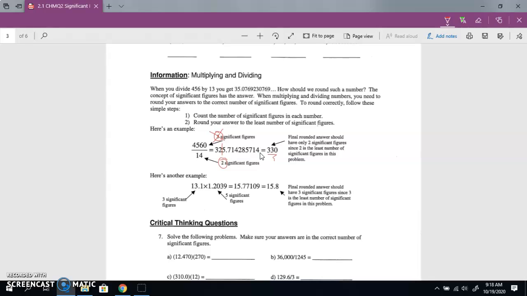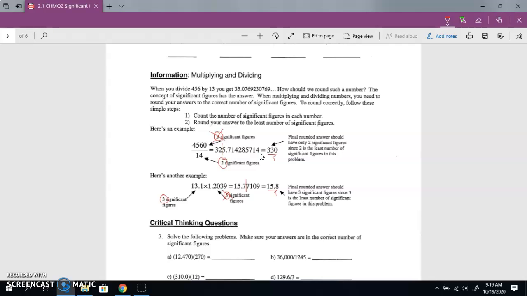Here's another example. Applying the steps that are up top, steps 1 and 2, the first step says we're going to count sig figs in each of the numbers that we're multiplying and dividing. The second step says that we're going to round to the fewer number of significant figures. So not 5, we are going to round to 3. I strongly suggest that you write down the calculator answer, in this case 15.77109. I want to round to 3 significant figures, so I'm going to draw the rounding bar right there. The second 7 says that we're going to round the first 7 up to an 8, so the final answer is 15.8.